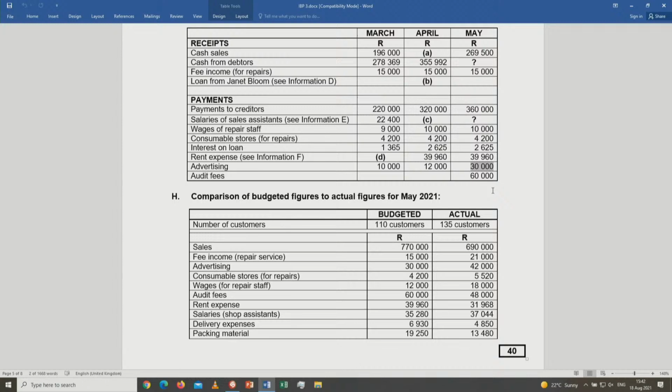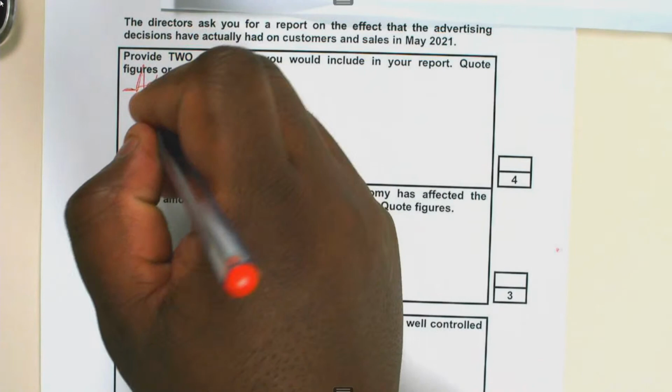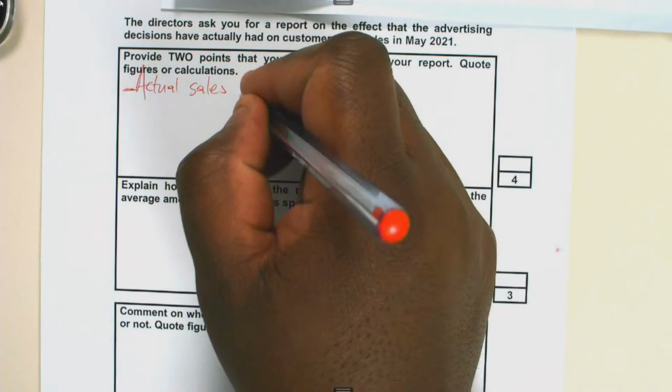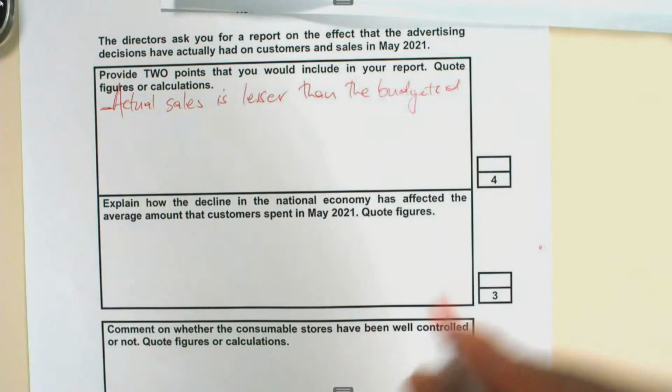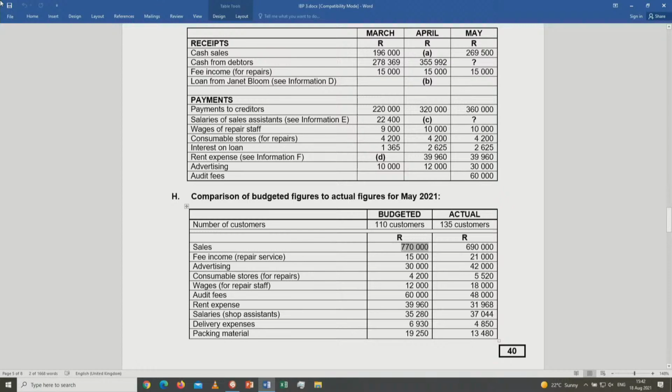Right. Now let's look at H. You'll see that the actual sales is 690,000, when the budgeted was 770,000. So now that is the first point, that actual sales is lesser than the budgeted. Actual sales is lesser than the budgeted by how much? Let us check the difference between 770 and 690,000. It is 80,000. By 80,000. Your comment must always have a figure attached to it, right?